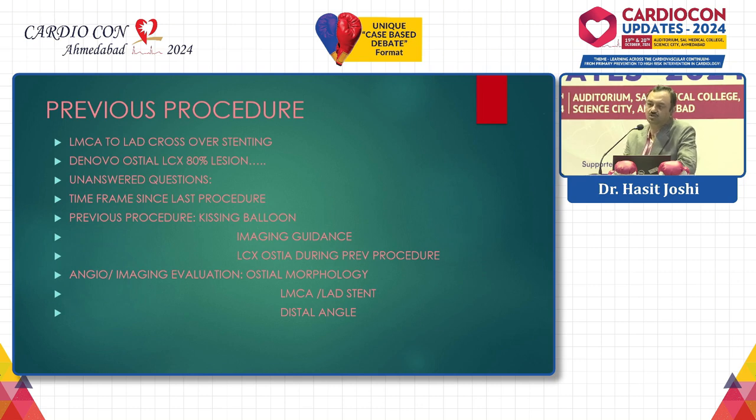Now the previous procedure needs to be evaluated: whether there was imaging guidance, what were the images at that time, how was the stent expansion, what was the malapposition at that time, what was the circ ostial disease at that time, whether there was any less than 50% disease at that time which has progressed or not, whether there was any circ ostial luminal loss during that procedure or not, whether kissing balloon was done at that time, and whether there was balloon injury at that time or not. Again, we would review the angio or imaging done during this procedure.